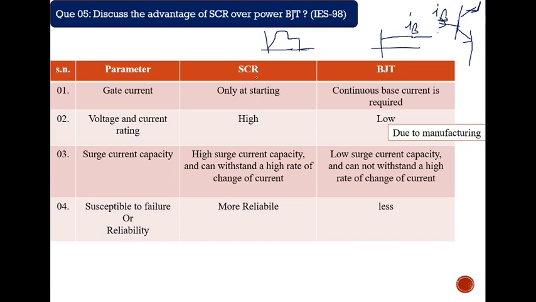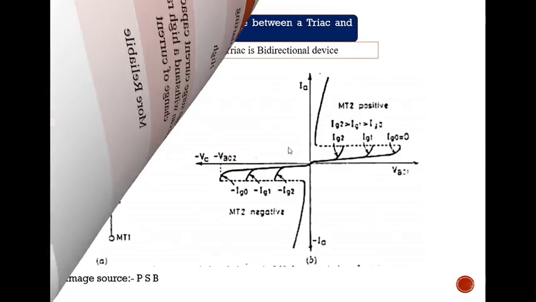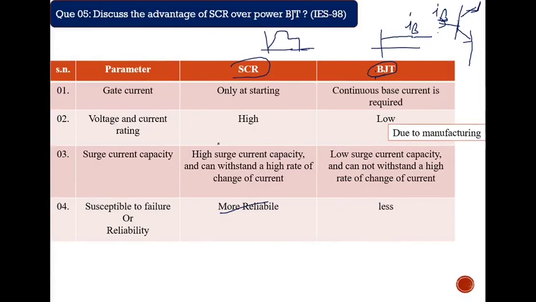Voltage and current rating: SCR has a high voltage and current rating among the other devices, but BJT has a low voltage and current rating. In fact, the BJT is a very low-frequency device. Surge current capability: SCR has excellent surge current capacity, but BJT does not. In the last four decades, we have seen that SCR is more reliable, but BJT has less reliability. One more important point: whether the voltage and current rating is high or low also depends on the manufacturing.